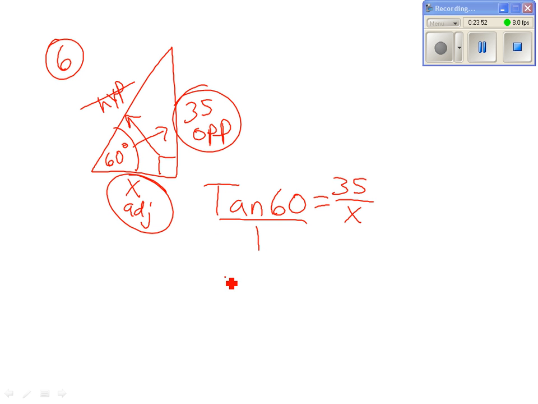Somebody help me out. What's tangent of 60 real quick? I think it's 20. Yeah, I got 20. If you have that equation, that'll give you the answer. All right, just figure out what the tangent is.